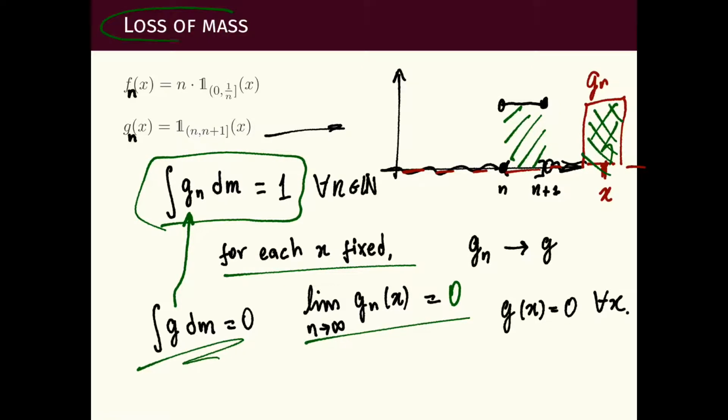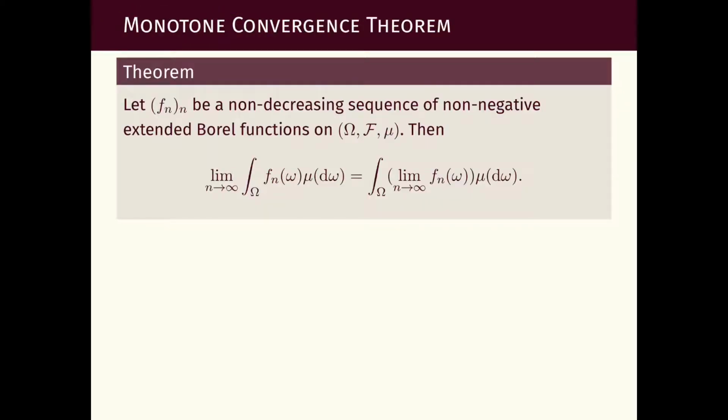Measures can lose mass. And we want to understand in which situation it can happen and in which situation it cannot happen, which is the most interesting. Here's the monotone convergence theorem. What it says is we cannot gain mass in the limit. We have just seen two examples where we would lose mass.